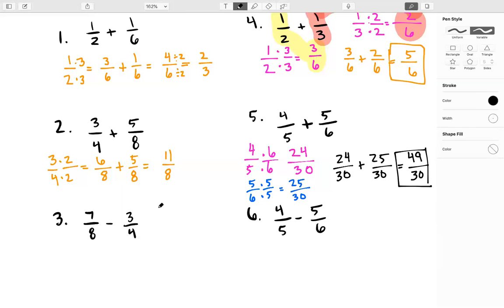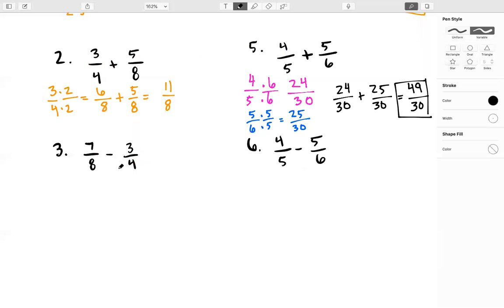Okay, let's try another one. 7/8 minus 3/4. What can we scale up? And I encourage you to pause and try on your own. We'll scale up the 3/4. So we got 7/8 because we can multiply 4 by something to get 8. So we will multiply that by what? 2. So then we'll multiply the numerator by 2 as well. 6 over 8. And now, can't we subtract? Yes, because the denominators are the same. 7 minus 6 is 1, giving us 1/8.